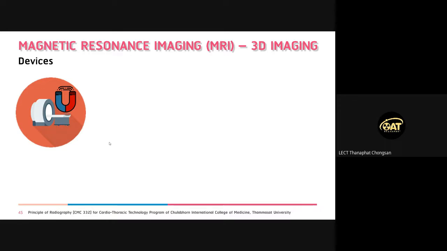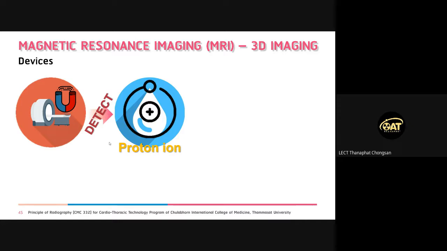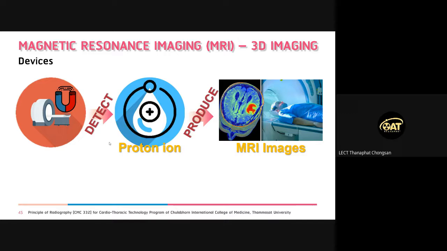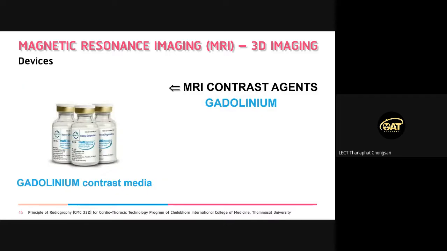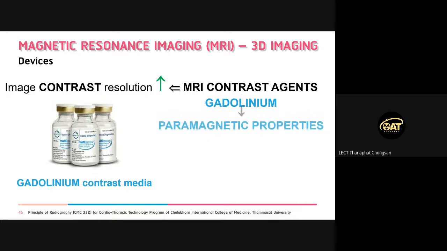In the previous slide, I said MRI detects water level in our tissue. Actually, MRI detects proton density, the most common component of water. If our tissue has high proton density, the MRI signal will give a bright image. But sometimes we would like to increase image resolution. In CT scan we use iodinated contrast media, but for MRI we use gadolinium, a paramagnetic agent, to increase image contrast resolution in MRI.